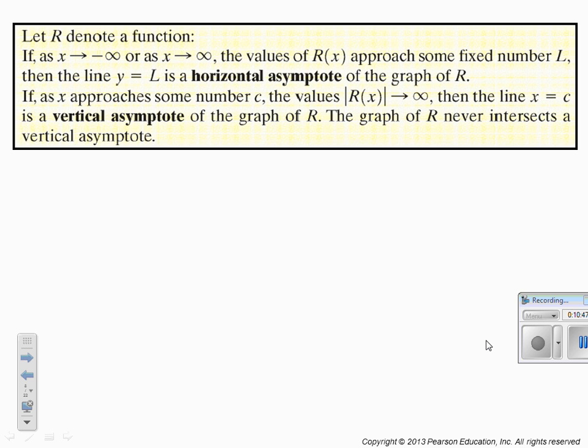If R is a function, and as x approaches negative infinity or as x approaches infinity the values of R approach some fixed number L, then the line y equals L is a horizontal asymptote of the graph of R. If as x approaches some number C the absolute value of R of x approaches infinity, then the line x equals C is a vertical asymptote of the graph of R, and the graph of R never intersects a vertical asymptote. These are two really important concepts.